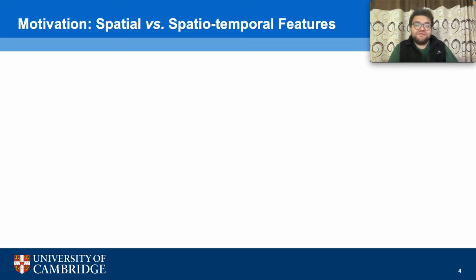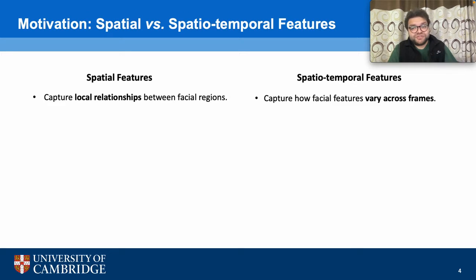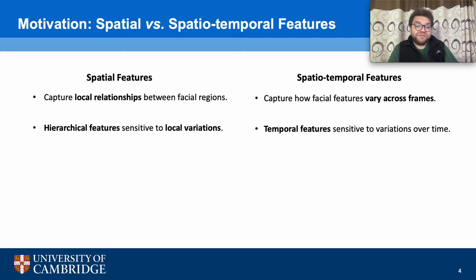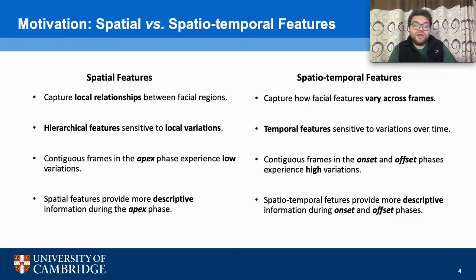Existing approaches examining action unit activation patterns can largely be divided into two categories: those that focus on spatial features and those that consider spatio-temporal features to determine action unit activations. While spatial features capture local relationships between different face regions, spatio-temporal features focus on how these features vary across time. Spatial features also focus on hierarchical dependencies between local regions, while spatio-temporal features are sensitive to variations over time.